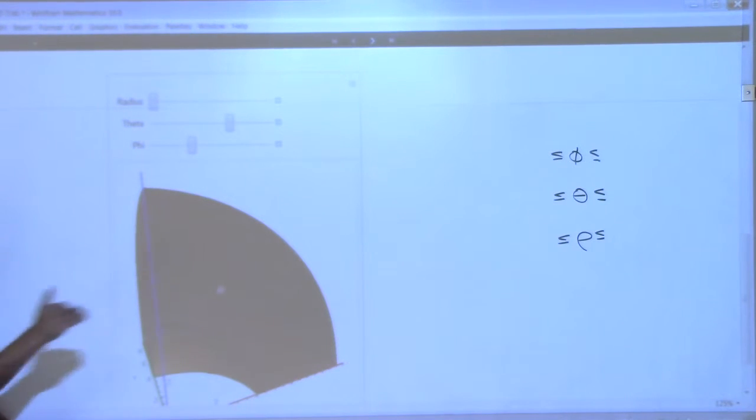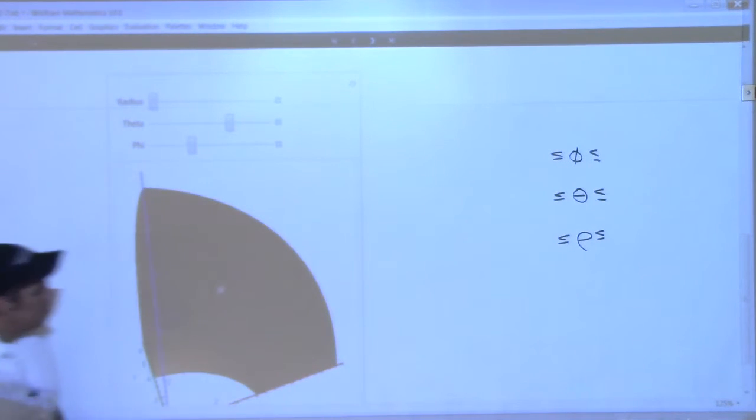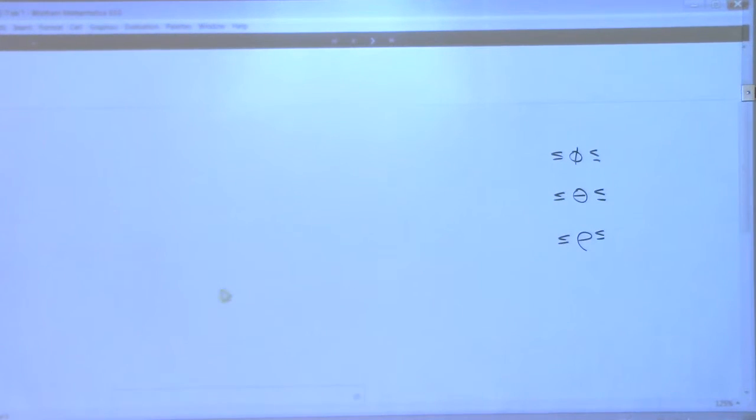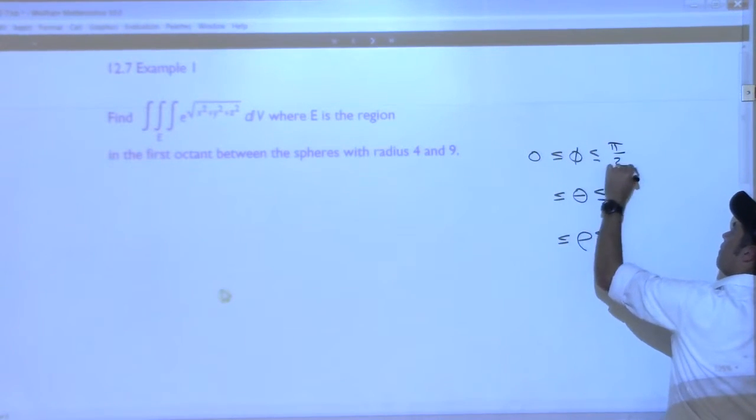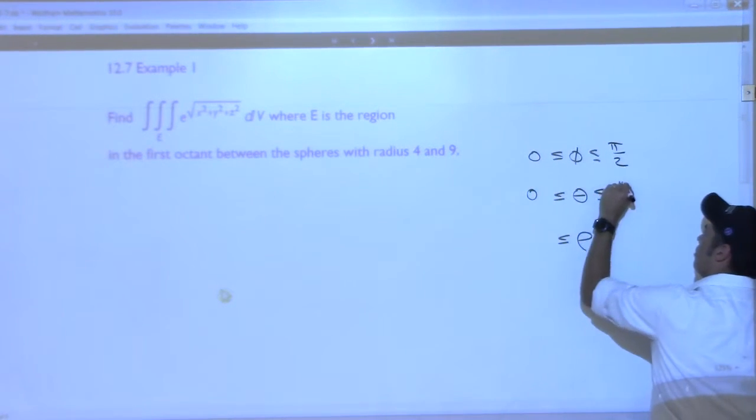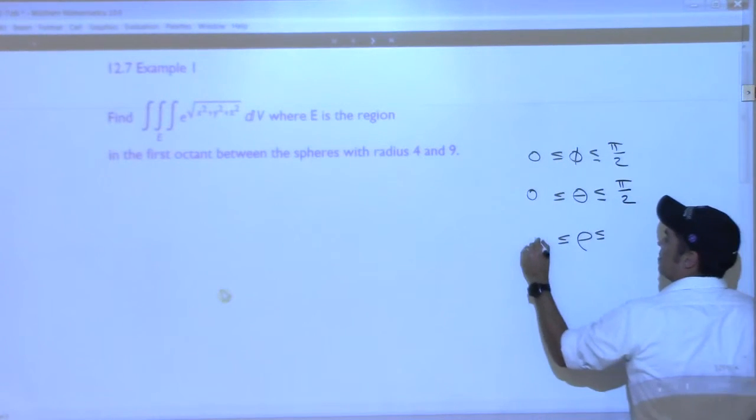And then what about my rho? Yeah, I don't remember what the radius was. I gave you the radius as 4 and 9. So this is going to be phi is between 0 and pi over 2. Theta is between 0 and pi over 2. Rho is between 4 and 9.